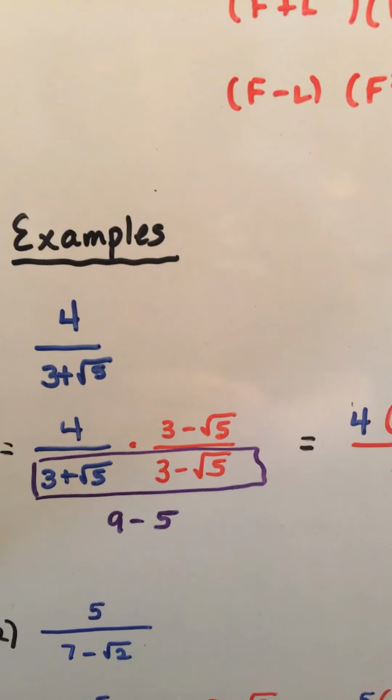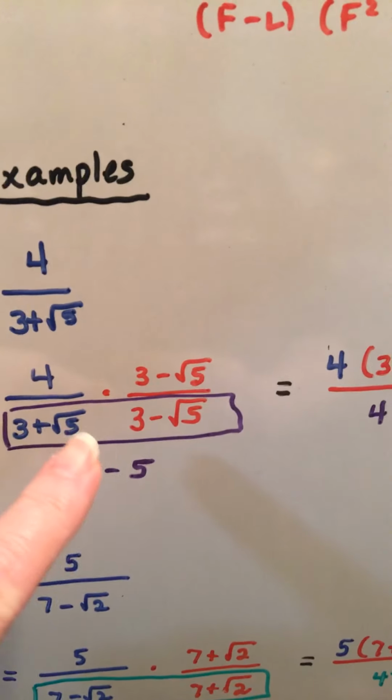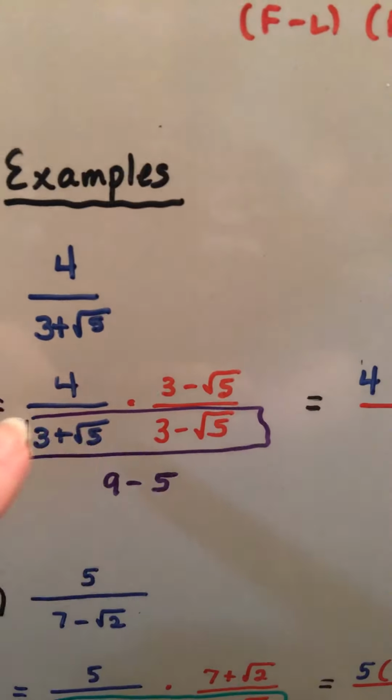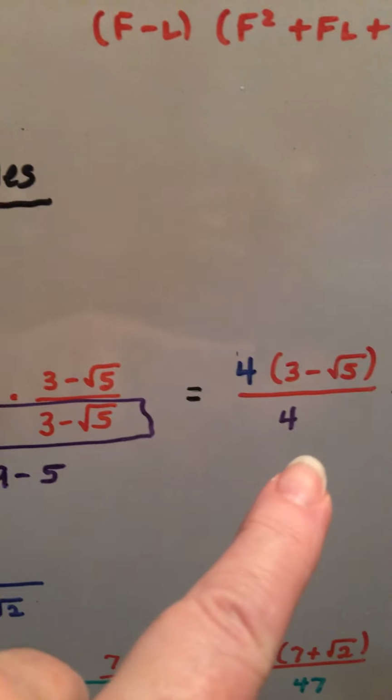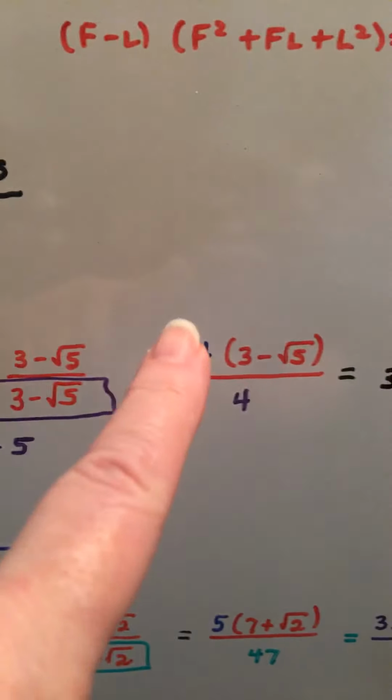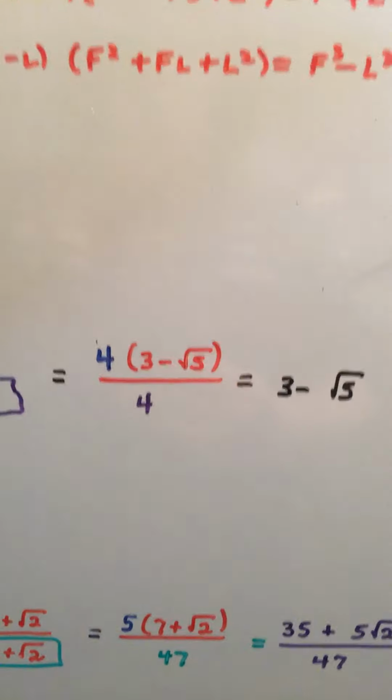So 4 over 3 plus root 5. What's the conjugate? 3 minus root 5. Always multiply the conjugates. 9 minus 5, you get 4. Before I distribute, I see, can I reduce? Voila, I was able to.